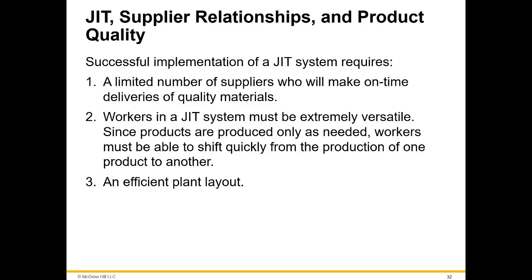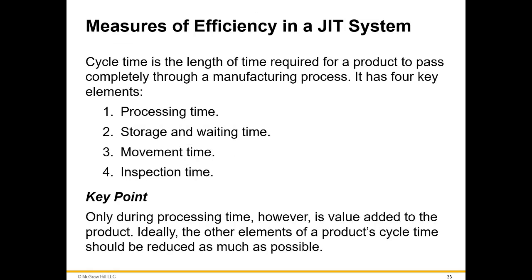So a successful implementation of a JIT system generally requires a limited number of suppliers, those that are able to work with us, that are able to shift quickly from one product to the next, and a very efficient plant layout where we could say, hey, we're doing this product today, we're doing this product tomorrow, and an efficient plant layout to allow that to happen quickly.